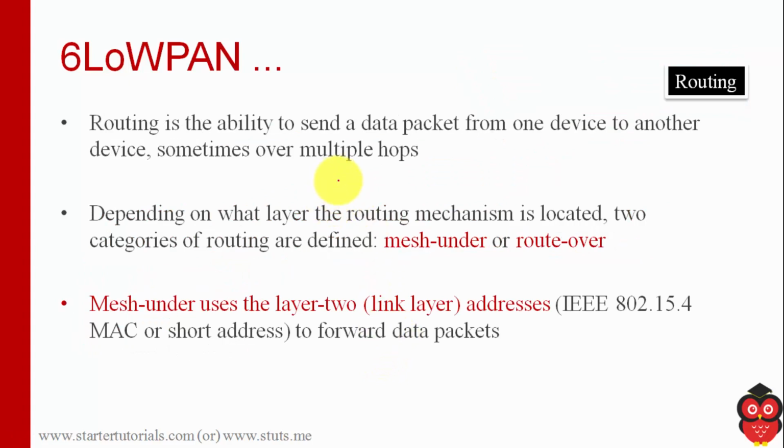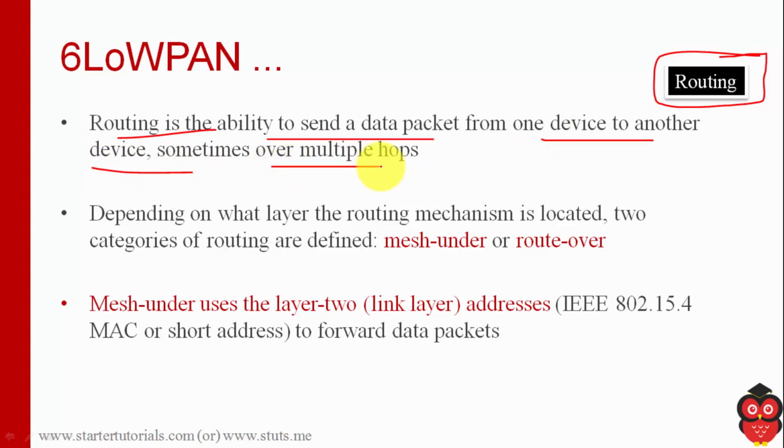And now we are talking about routing. Now we are moving to the network layer on top of 6LoWPAN. Right. So what is routing? It is the ability to send a data packet from one device to another device. Either it can be single hop or sometimes it can be multiple hops.